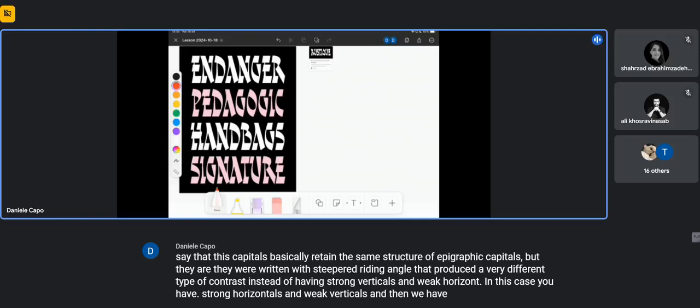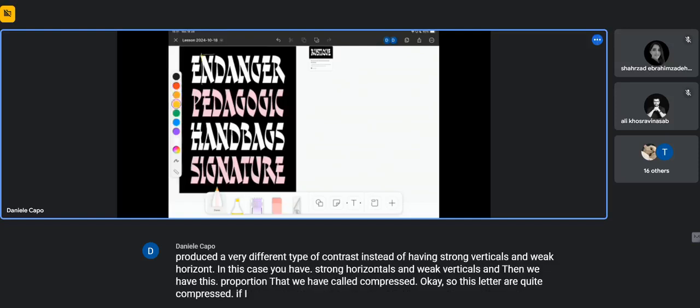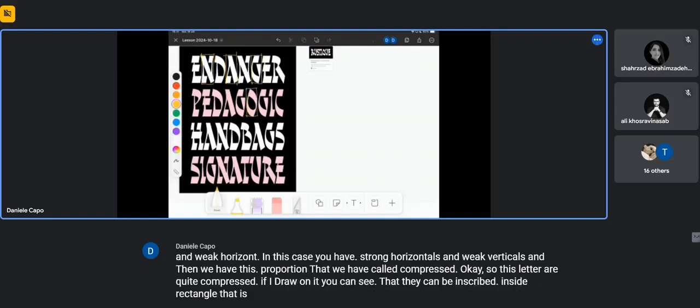Then we have this proportion that we have called compressed. Okay, so these letters are quite compressed. If I draw on it, you can see that they can be inscribed inside a rectangle that is quite tall.